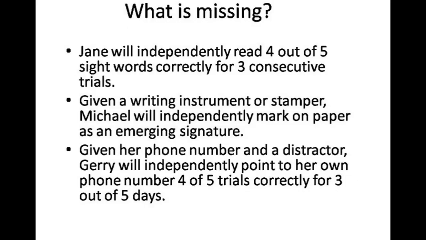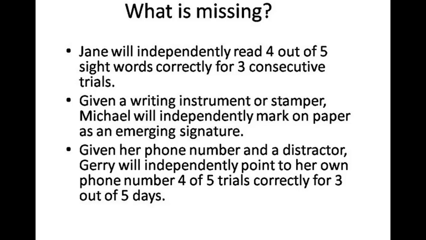So let's look at some examples for you. What's missing in the first one? Jane will independently read 4 out of 5 sight words correctly for 3 consecutive trials. The missing element is the condition. We don't understand what Jane is being given to do that.